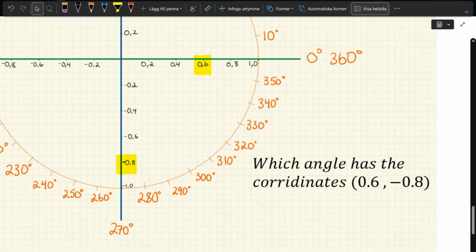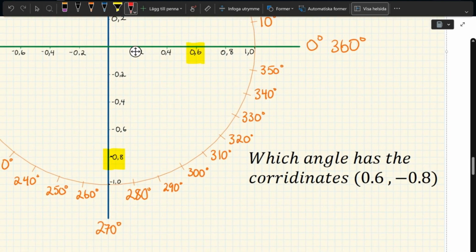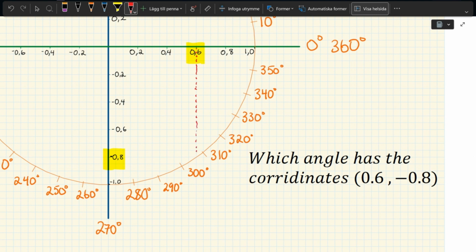So let's just zoom in to this quadrant. And as we go down this way, we see that they meet at this point here. It looks like it's almost between 300 and 310. So maybe around 305 degrees is our estimate at this point.